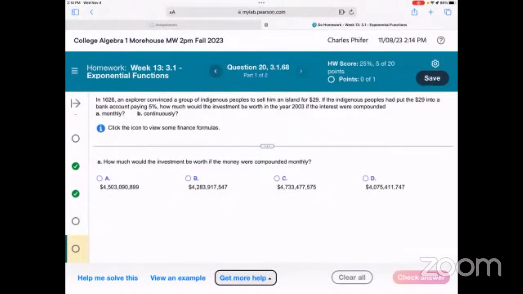Okay. So in 1626, an explorer convinced a group of indigenous peoples to sell him an island for $29. If the indigenous peoples had put the $29 in a bank account paying 5%, how much would the investment be worth in the year 2003 if the investment were compounded monthly and continuously?